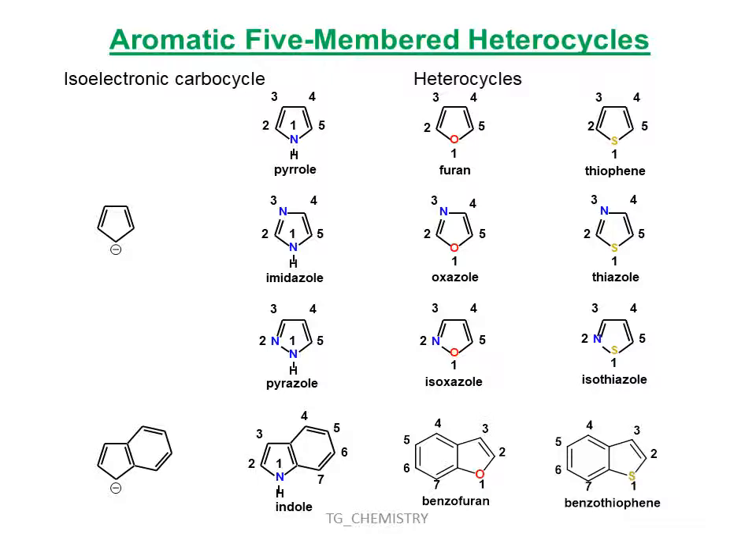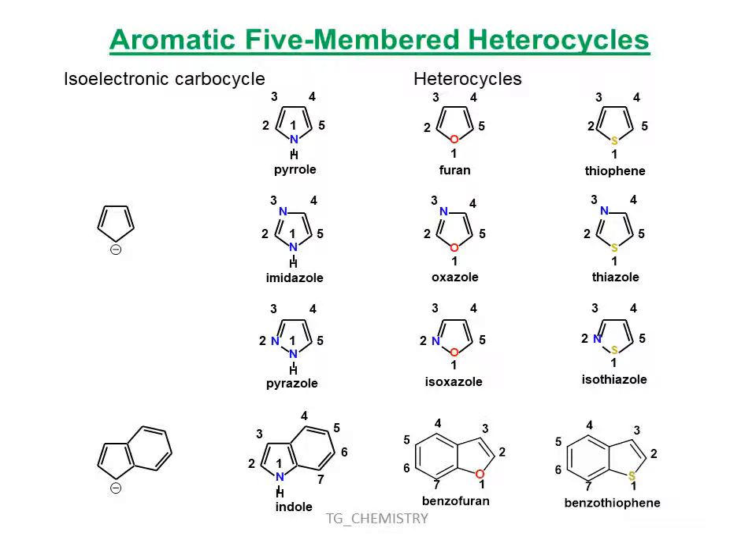thiazole. And if nitrogen and sulfur are at 1,2 position, they will be known as isothiazole. Also, if we have a fused heterocyclic structure, when thiophene can be visualized as fused with benzene, this will be known as benzothiophene.